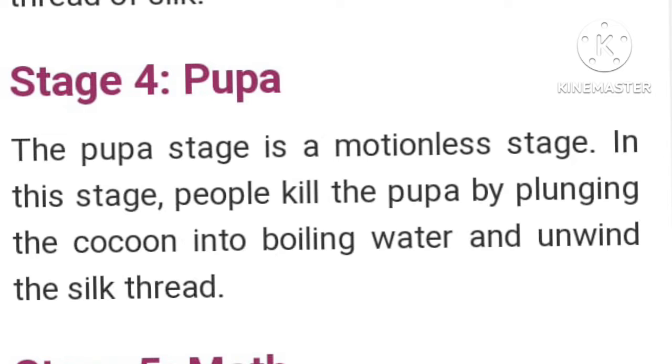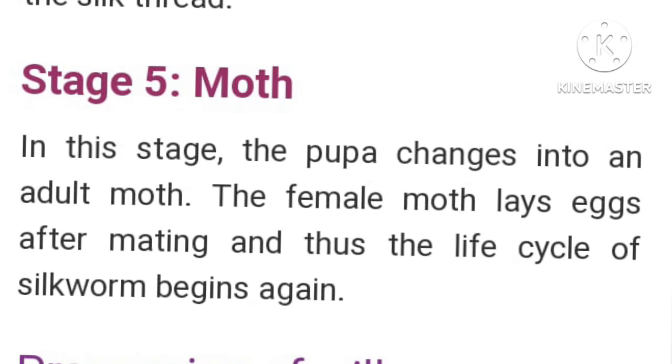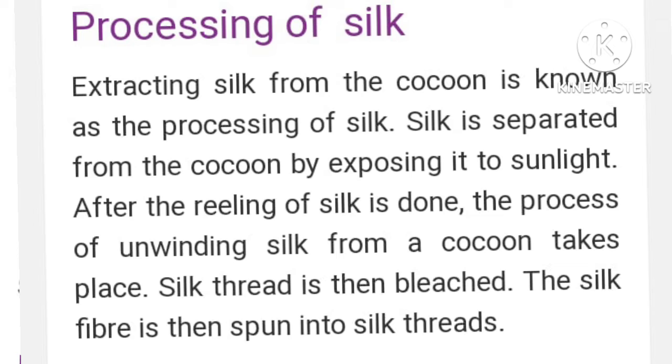Stage 4. Pupa. The pupa stage is the motionless stage. In this stage, people kill the pupa by plunging the cocoon into boiling water and unwind the silk thread. Stage 5. Moth. In this stage, the pupa changes into an adult moth. The female moth lays eggs after mating and thus the life cycle of silkworm begins again. So this is the life cycle of silkworm.